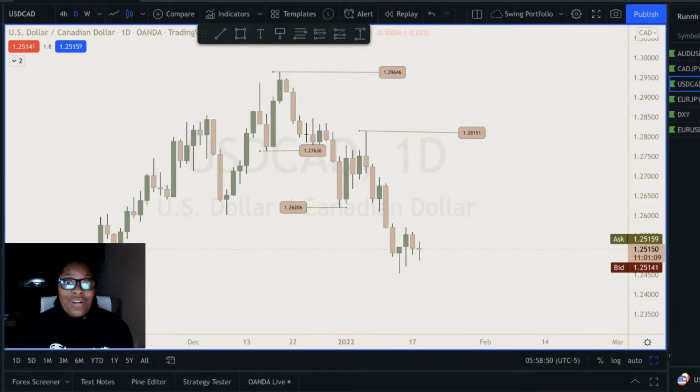So this is all I got for y'all for this morning. Like I said, AUDUSD is probably one of the top ones that's on my radar for today because I primarily do trade her.